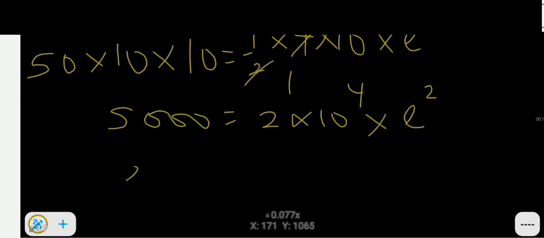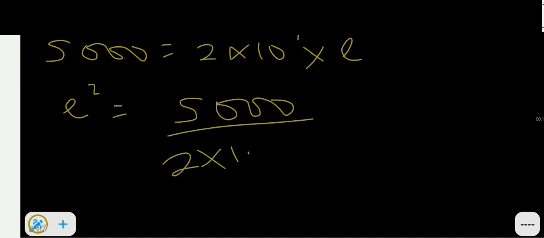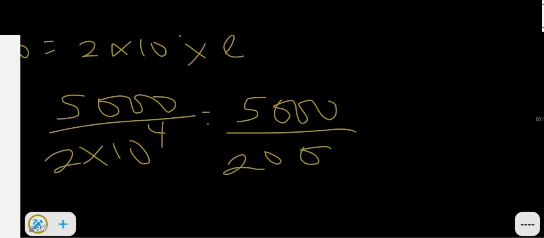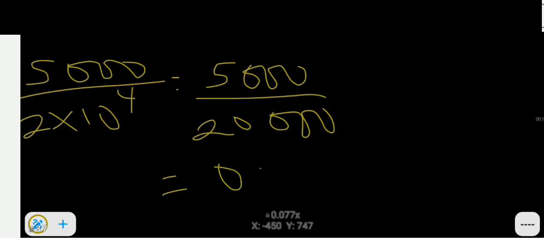So to get e squared, just divide both sides by this value. So you have 5,000 divided by 2 times 10 to the power 4. 2 times 10 to the power 4 is the same thing as 20,000. So you have 5,000 divided by 20,000. If you divide this, you're going to get 0.25.